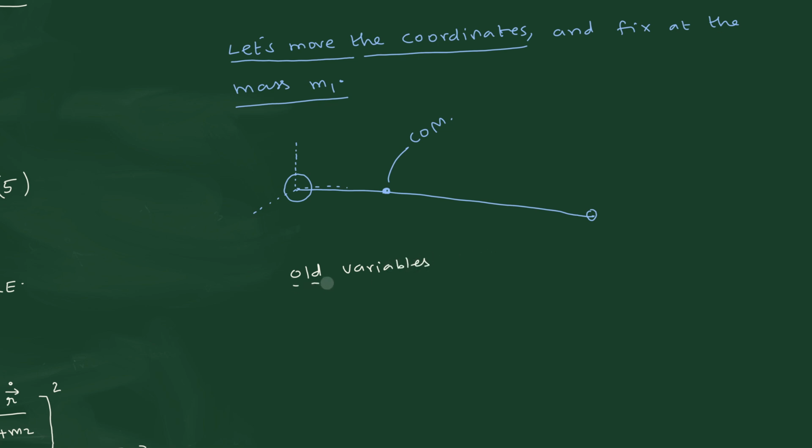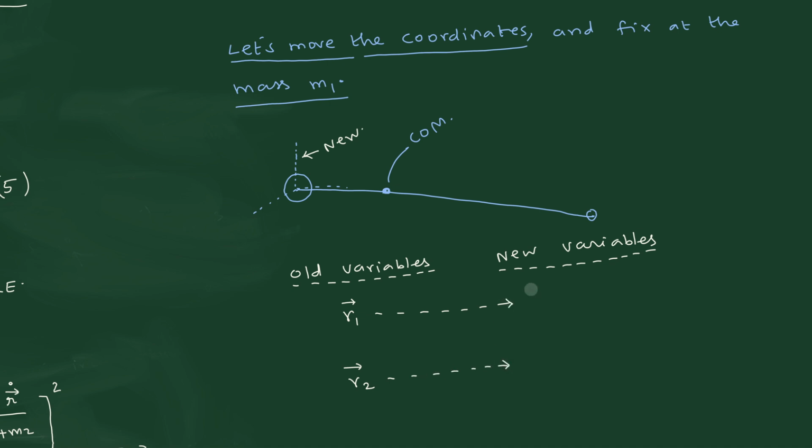Old variable means before the coordinate movement. New variable means the variables after this new coordinate. I will say that this is the new coordinates. The old coordinate is the previous diagram which you had in the last class. So the question that I am asking is, what happened to the R1 vector? And similarly, you tell me what happened to the R2 vector. That is what is important, and you'll have to identify them.